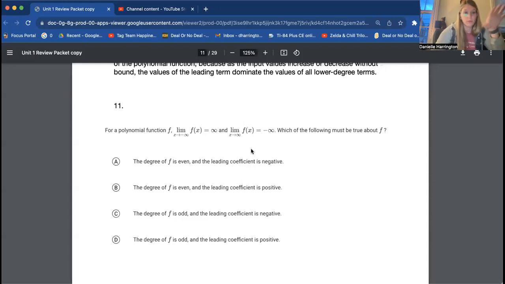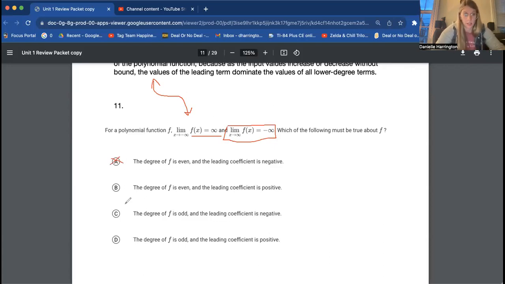All right. For polynomial function f, as x approaches negative infinity, our y values, or our output, approaches positive infinity. And as x approaches positive infinity, or increases without bound, my outputs decrease without bound. Here's what I know: as it's going to the left, it's going up, and as it's going to the right, it's going down. You could have some squiggles in the middle, but it doesn't really matter because all I'm worried about are the end behaviors. So even functions have the same end behavior.